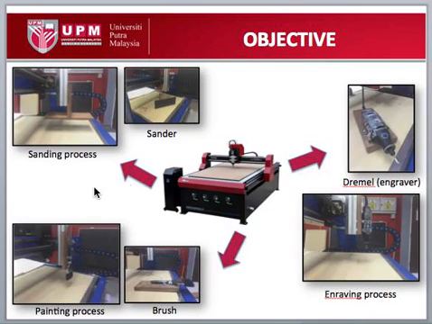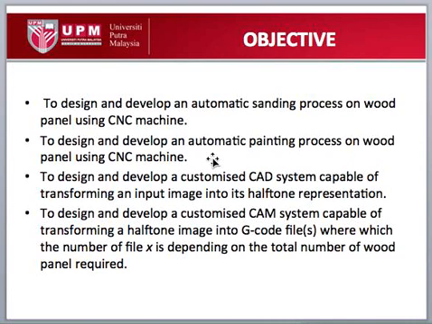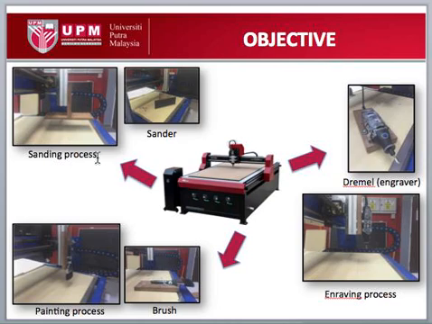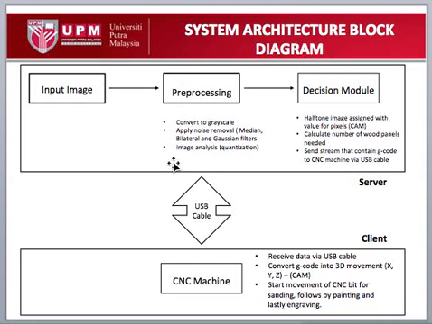If you can see here, this is the objective concluded into pictures. The task has been enlarged to sanding process, painting process and engraving process instead of just the engraving process. So this is the system architecture block diagram. This is the server. Any image will be the input and will be processed, and it will be sent to the CNC machine by USB cable in terms of G codes. So the project will run based on the G code produced in this system, in the server system.